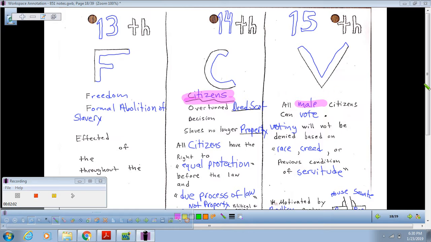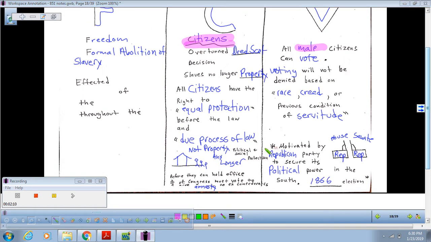And, of course, the 15th Amendment, which gave all male citizens the right to vote, which was partially motivated by the Republican Party and its goal to secure its political power.